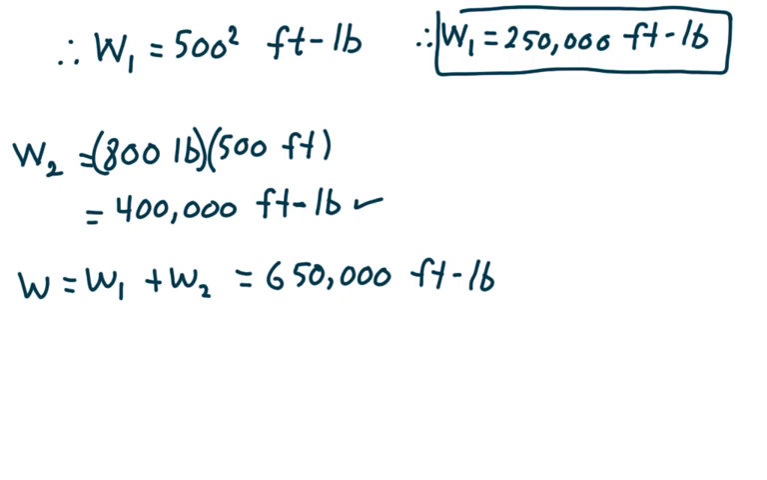So the total work required, that's the W here, the total work required to lift the cable and to lift the coal is W sub 1 plus W sub 2, which ends up being 650,000 foot-pounds.